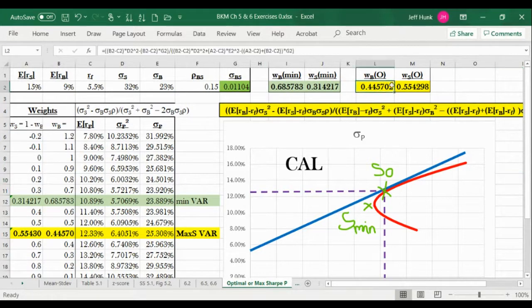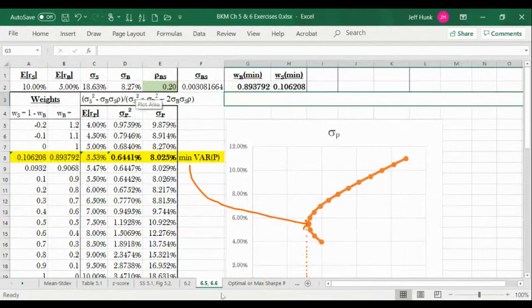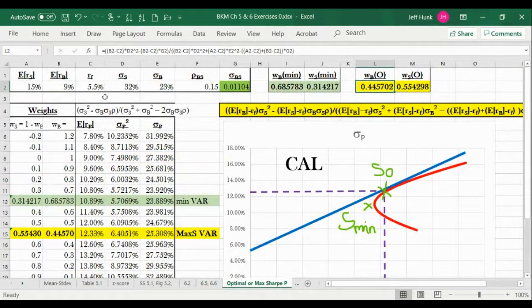But now, to calculate the Sharpe ratio maximizing weight, the formula requires the risk-free return. And in the previous example, there was no risk-free return, right? So we need basically a new data set. In this example, the expected return is given. This is not from any of our past examples. Expected return on the stock portfolio and expected return on the bond portfolio. And the risk-free return is given, right?